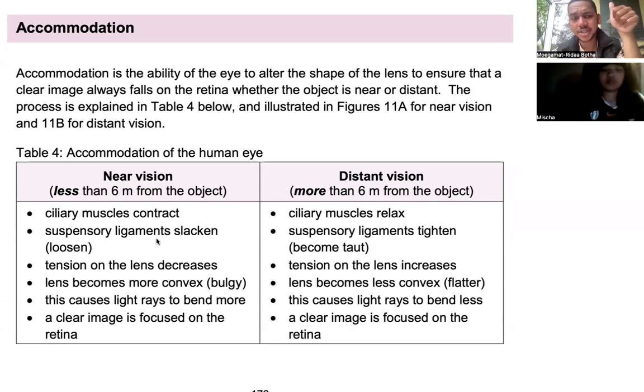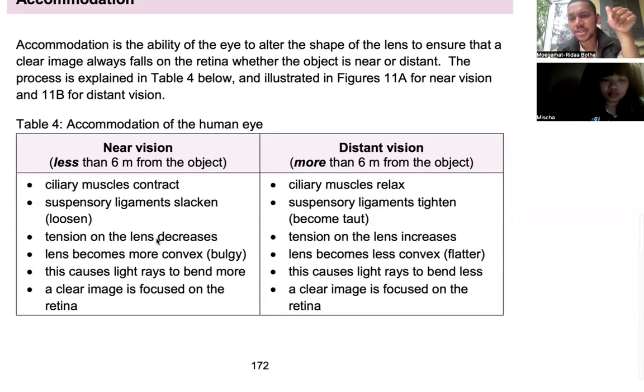So, if it's near vision, the ciliary muscles contract, the suspensory ligaments slacken or loosen, the tension on the lens decreases, the lens becomes more convex. This causes the light rays to bend more, and a clear image is focused on the retina.